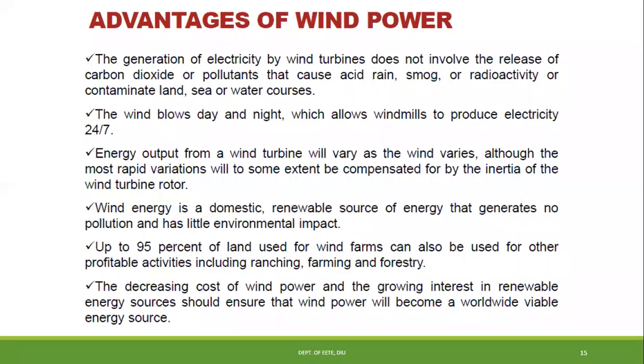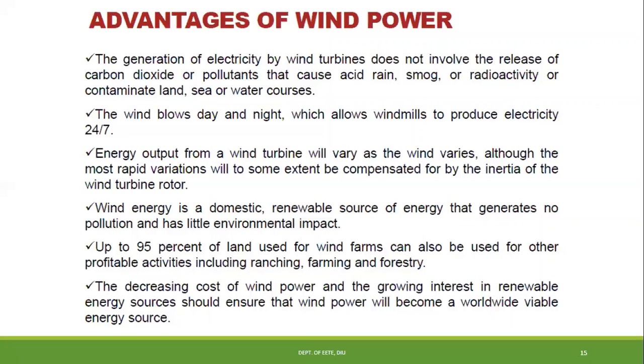So we are talking about the advantages. Basically, the generation of electricity by a wind turbine does not involve any kind of carbon dioxide emission or pollutants that cause acid rain, smoke. So basically it is totally clean energy. The wind also blows day and night, so whole 24 hours. So there is no problem of night, as with solar energy.